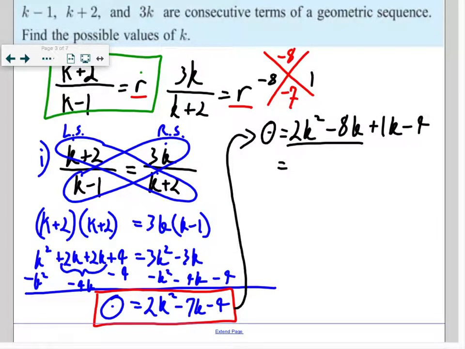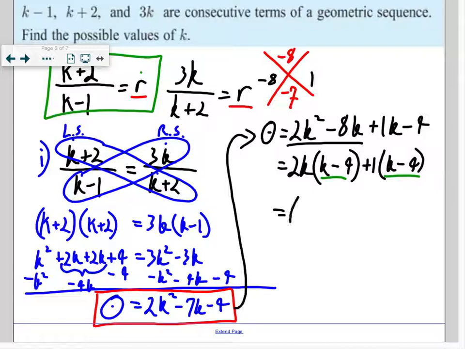Factor these first two groups, so they both have a 2 in common, and they both have a k in common. I'm left with k minus 4. Over here I have k minus 4, so I'm just going to factor out a 1, and I get k minus 4. I know I'm doing this right because I have these two values being the same, and I get this is equal to k minus 4 and 2k plus 1.